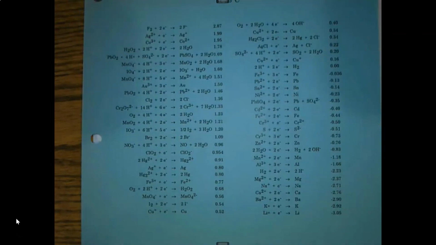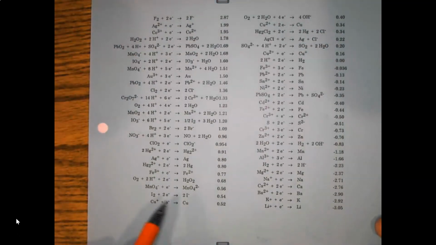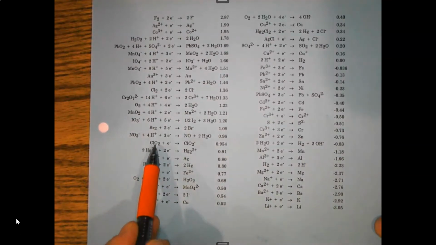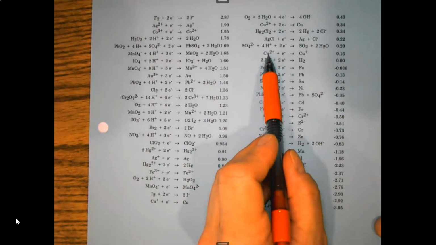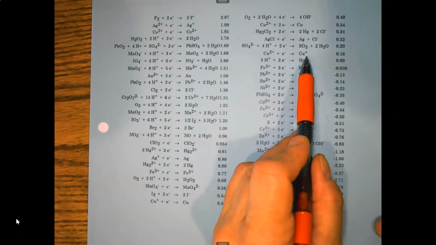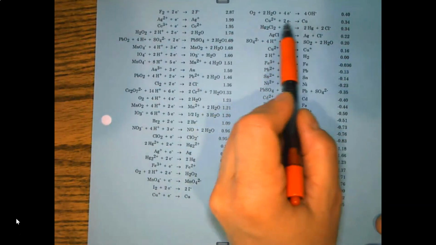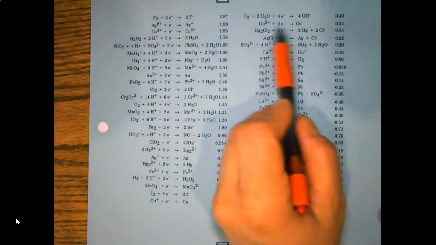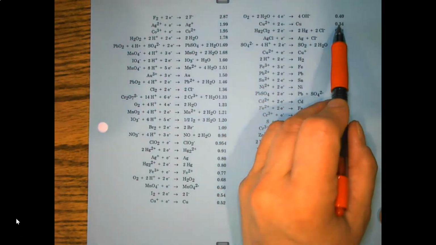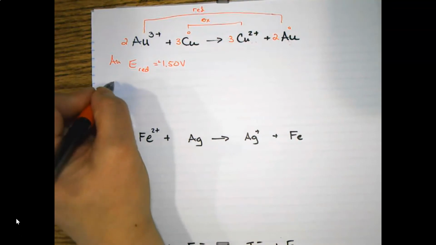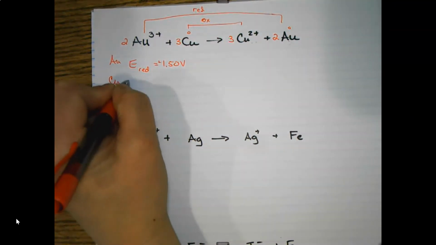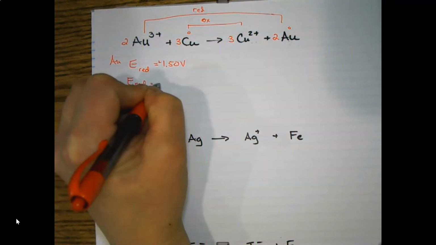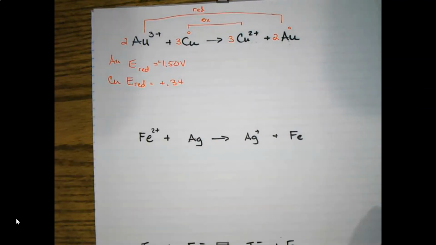If I find the copper, so I'm going copper and copper 2+, you see a few different coppers. Make sure you pick the right one. Here's copper 2+ to just copper +1. Here's the one that I want. Okay, so be careful. Make sure you're looking at the right equation. That for reduction, it is positive 0.34. So Cu reduction is positive 0.34.